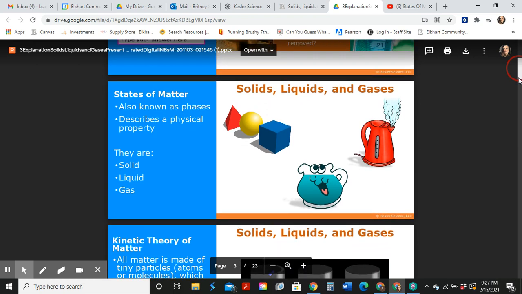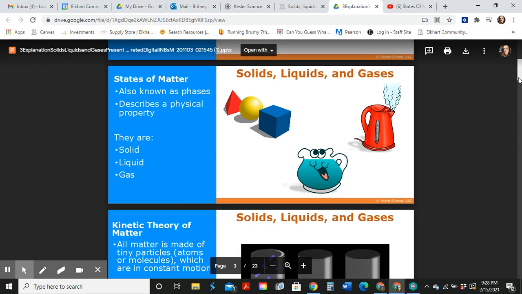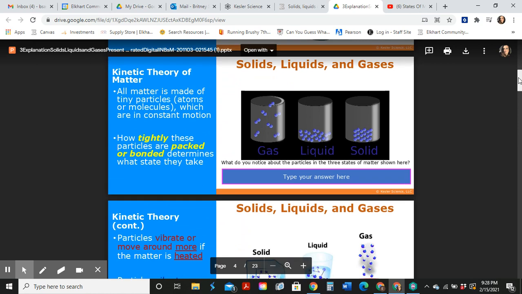Solid, liquids, and gases. States of matter are also known as phases. They are described as a physical property. It describes a physical property. They are solid, liquids, and gases. The kinetic theory of matter is that all matter is made of tiny particles, atoms or molecules, which are in constant motion. How tightly these particles are packed or bonded determines what state they take.